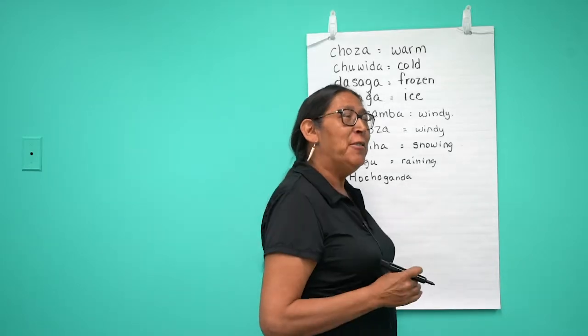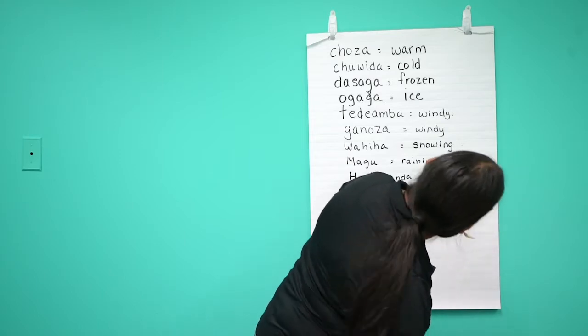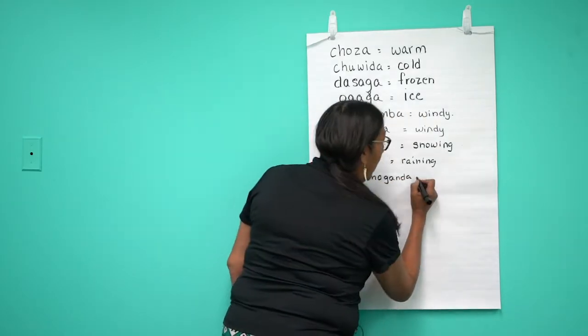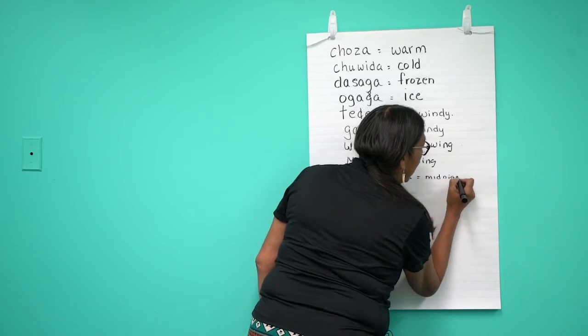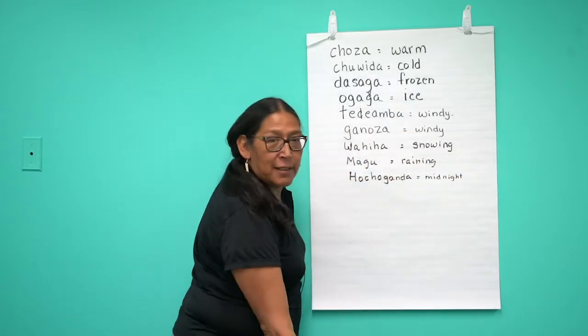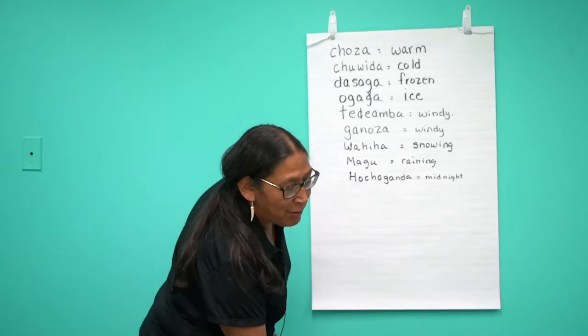Ho-Cha-Gandu. And I don't know why, because Ho-Cha-Gandu means way down at the very middle here, is what I translate it to be. So that's probably why it's called midnight. Because it's way down, right down below us. Yeah, the sun is like way down. Yeah, exactly.